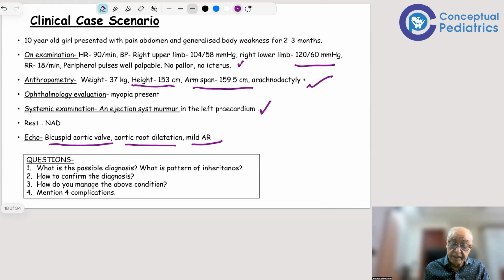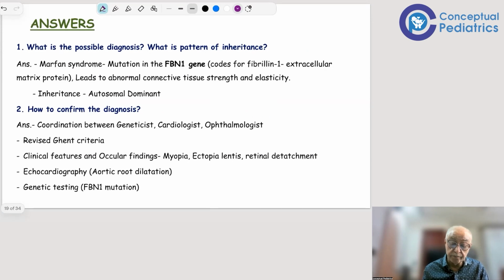Now this was most likely a case of Marfan syndrome. I'll discuss briefly about Marfan syndrome, because nowadays, in our time, genetic studies are being carried out. You have a mutation in the FBN1 gene, and that leads to an abnormal connective tissue disorder. Connective tissue strength is reduced and there is increased elasticity. The inheritance is autosomal dominant.